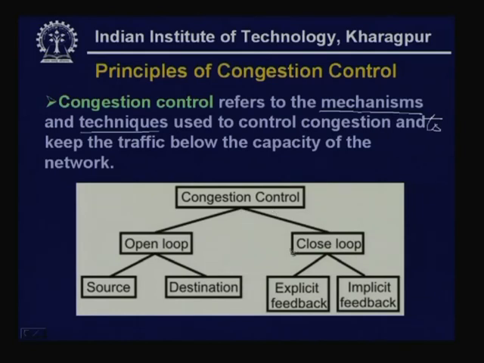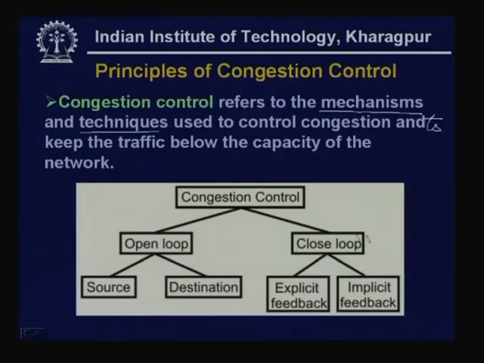Then under the category of closed loop, we have two different types. As we know, in the closed loop case, there is some kind of feedback. The network is monitored and it checks whether control has taken place or not, which is not done in the open loop case. There is some way of checking the status of the network, whether it is congested, how much congested, and so on. In such a situation, there can be two different mechanisms: explicit feedback and implicit feedback.